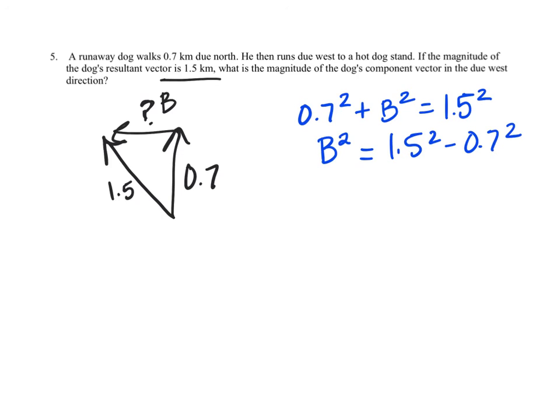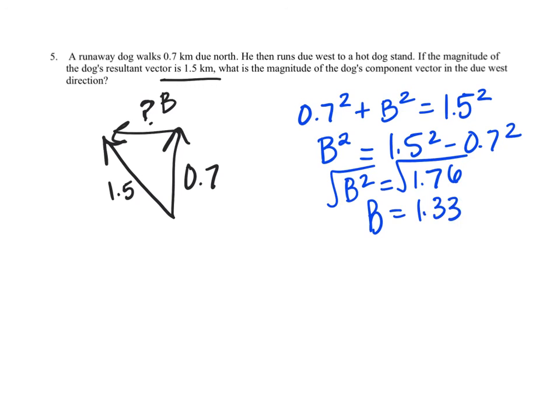When we simplify that in the calculator, we're going to get 1.76 equals B squared, and then we want to square root both sides, and that will give us a value of B as 1.33. So this B right here is 1.33, and the units was in kilometers. So your answer is 1.33 kilometers, okay? So remember, when you're solving for the leg of a triangle using Pythagorean theorem, you're going to either set it to A or set it for B, okay?